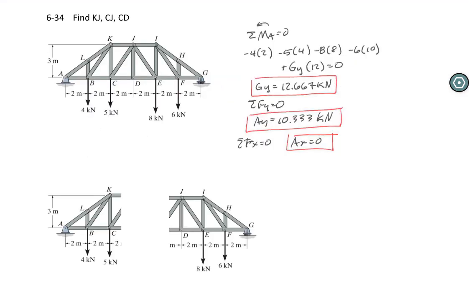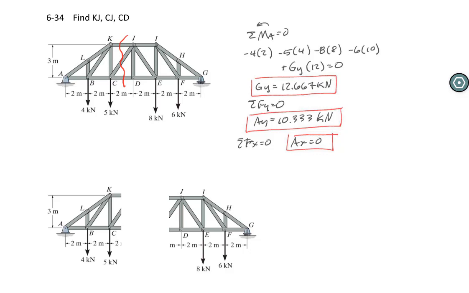Okay, let's look at this truss here. 634. What we're looking for is KJ, CJ, and CD. Now we only want to cut 3 members, no more than 3, or we have too many unknowns. So it makes pretty good sense that this would be the place to cut it.